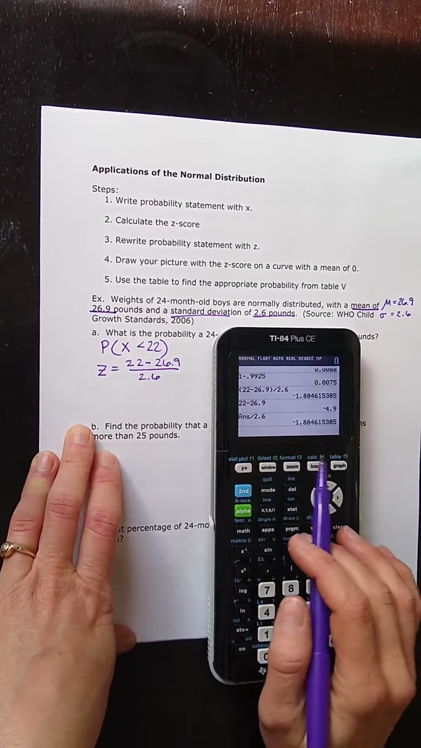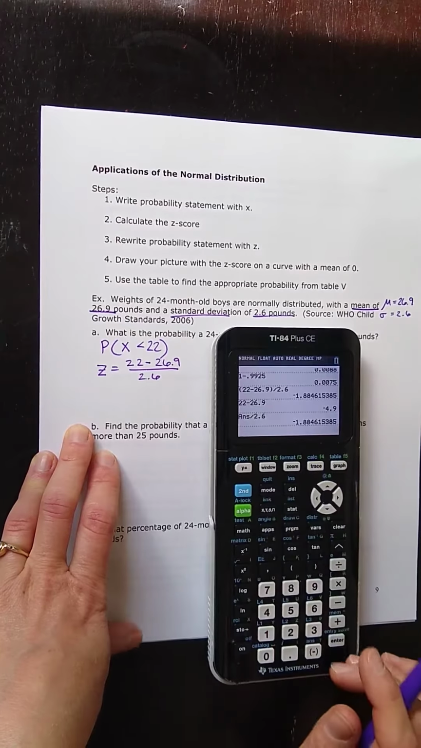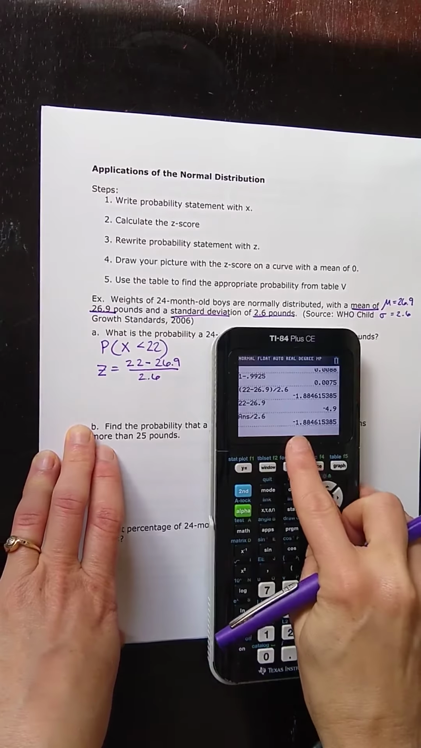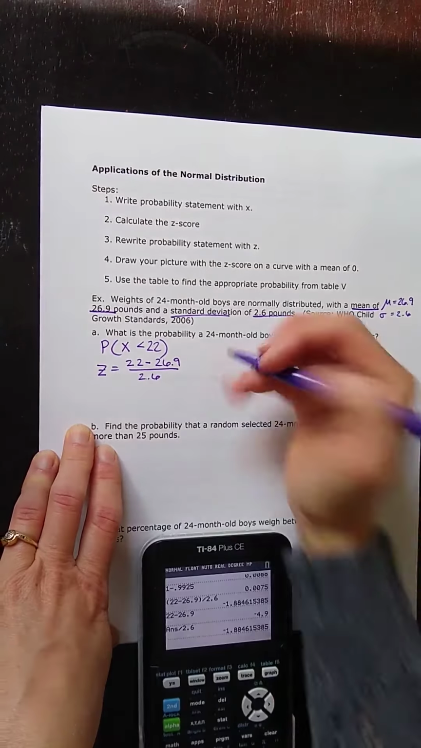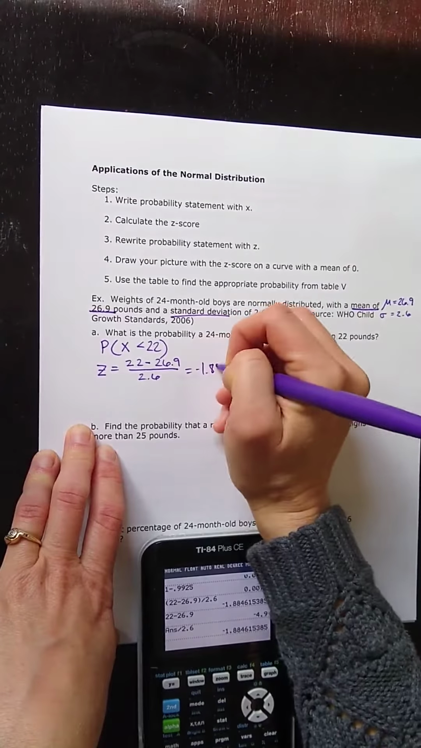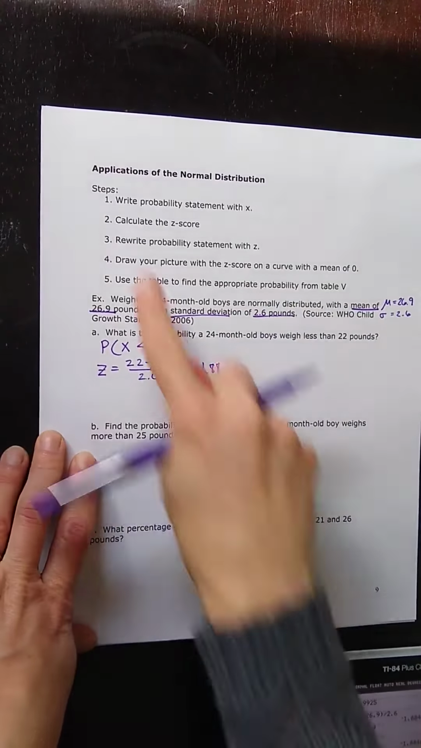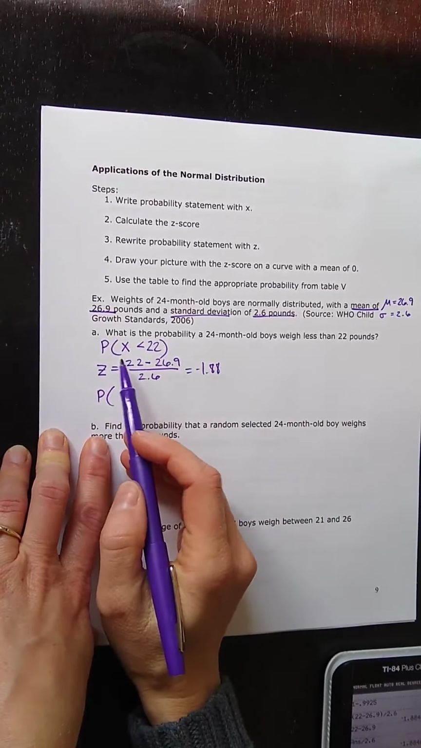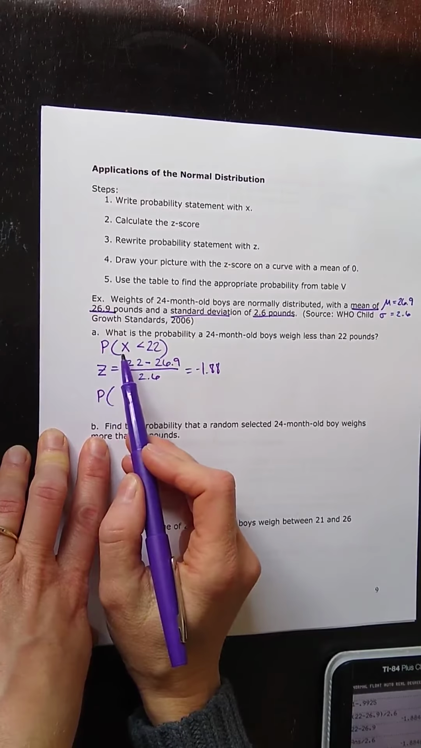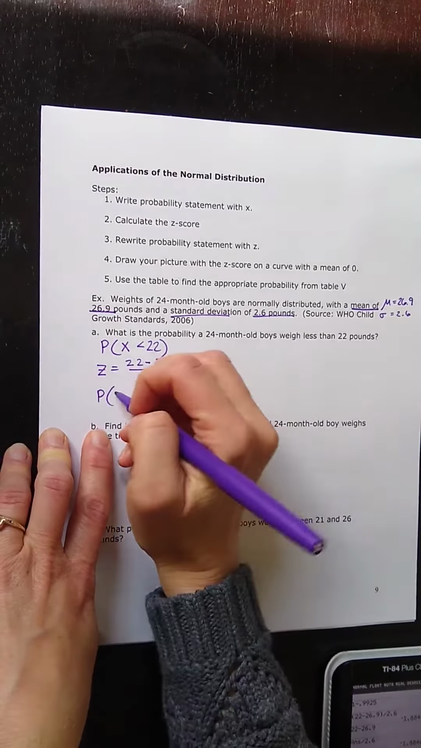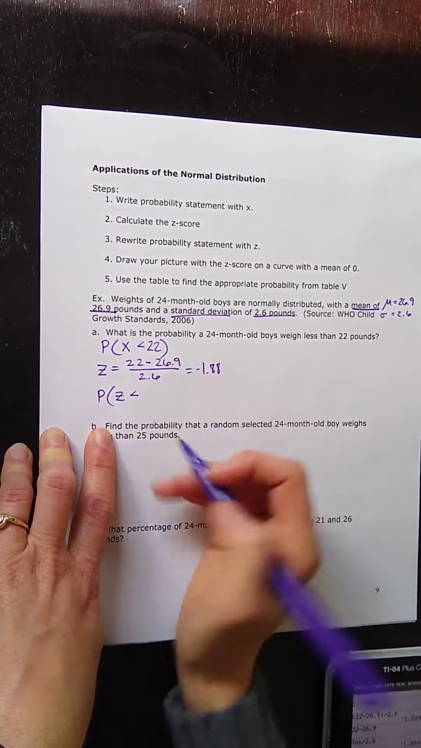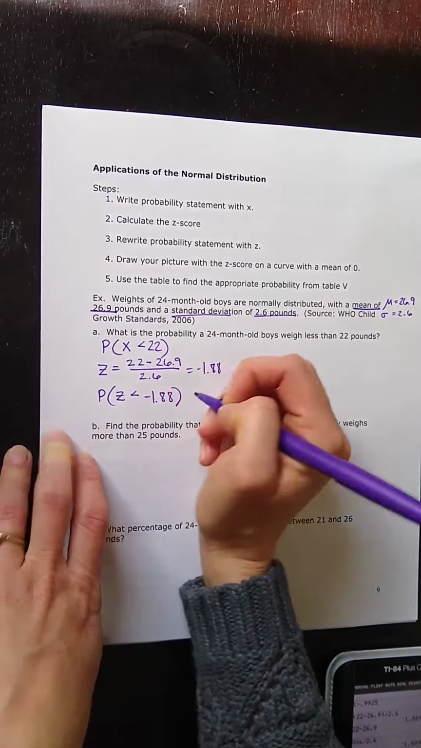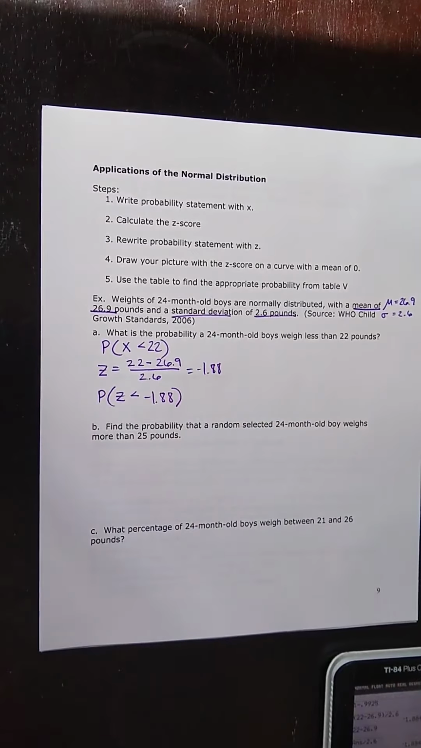Okay. And recall, we're going to round these to 2 decimal places because that's what we have when we go look in our table. So negative 1.88 is my z-score. Now I'm going to rewrite the probability statement with z. So if I'm looking for the probability that x is less than 22, that's equivalent to saying I'm looking for the probability that z is less than negative 1.88. And so that's what I'm going to go take to my table.